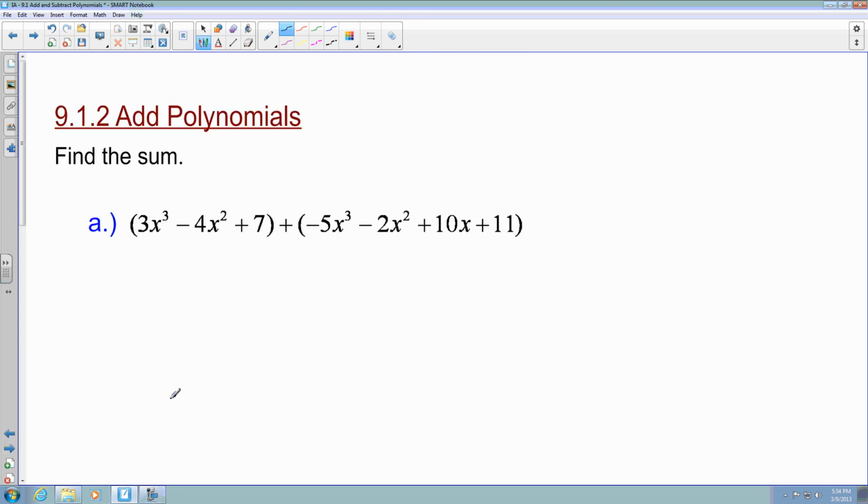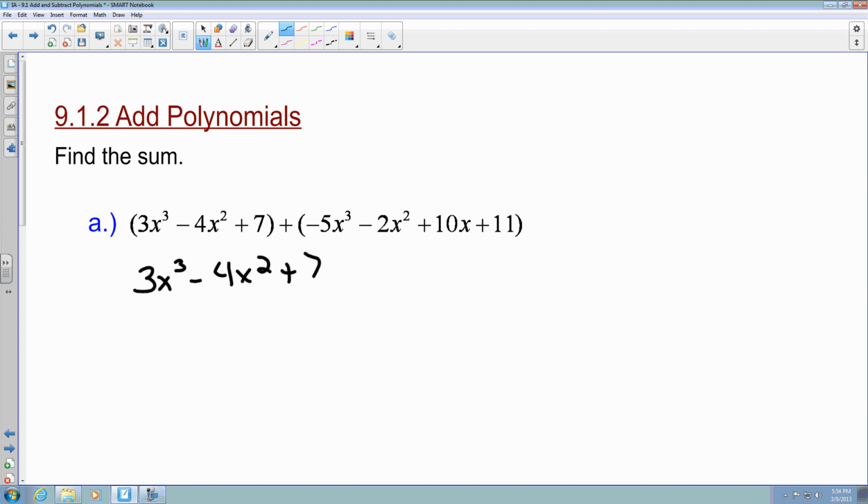So let's get to adding polynomials. Adding polynomials is basically being able to take them out of the parentheses and then finding like terms. So what I'm going to do for adding them is quite simple. For the first parenthesis here, I'm just going to take it out of the parentheses. So I get 3x cubed minus 4x squared plus 7.